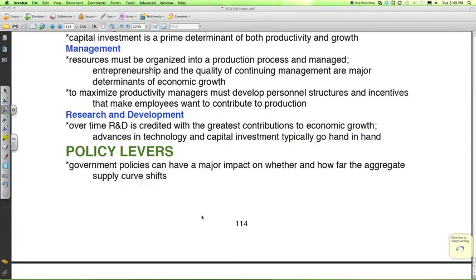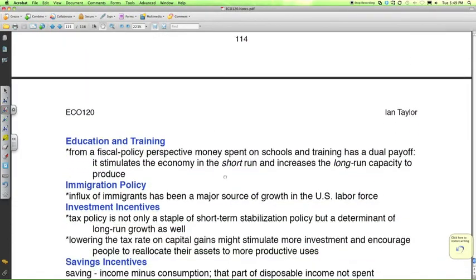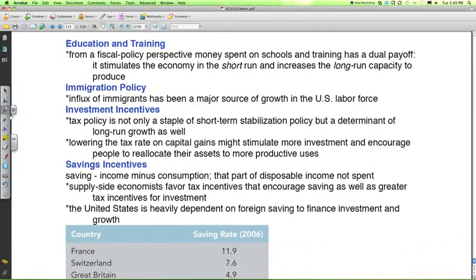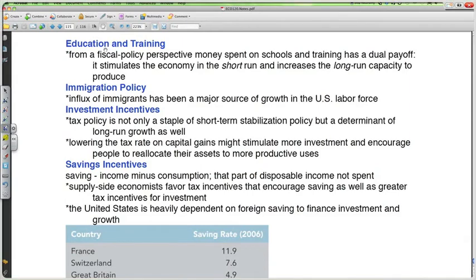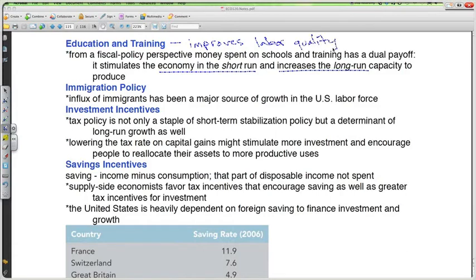Now, government has a few policy levers they can use to try and stimulate economic growth. First being education and training. And this is the idea that first it'll stimulate the economy in the short run by using up any unused resources. And it would also increase it in the long run because this improves labor quality. So if we're increasing the quality of those resources, that gives us that long run growth.